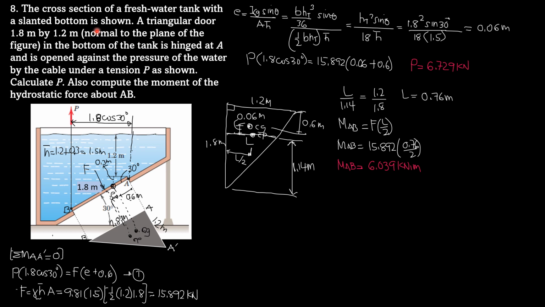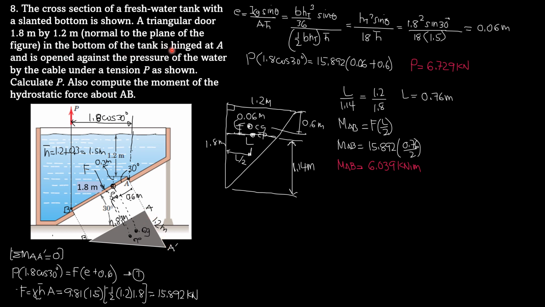Here are three problems on fluid pressure on plane and curved surfaces. So let me continue. The cross-section of a freshwater tank with a slanted bottom is shown. A triangular door, 1.8 meters by 1.2 meters. So this is 1.8. So perpendicular to the screen, it is 1.2 meters.